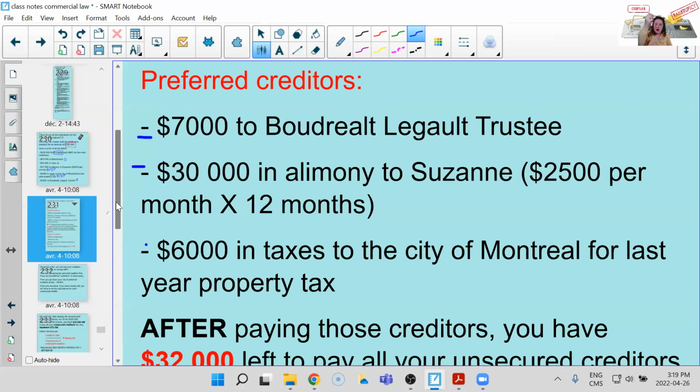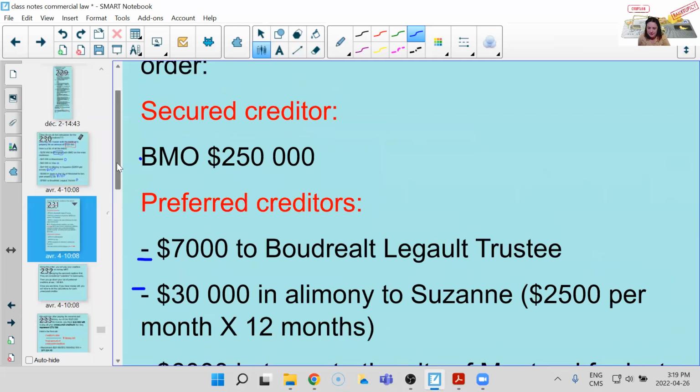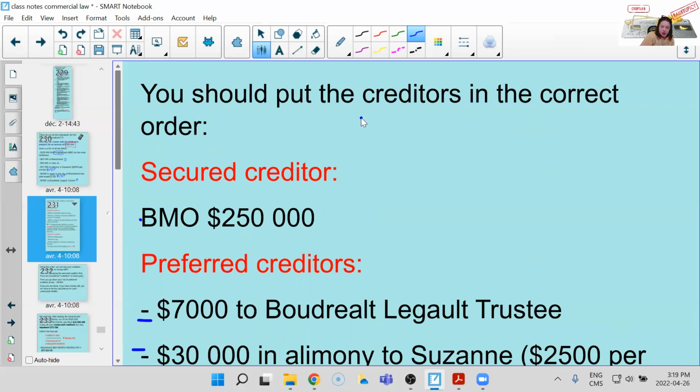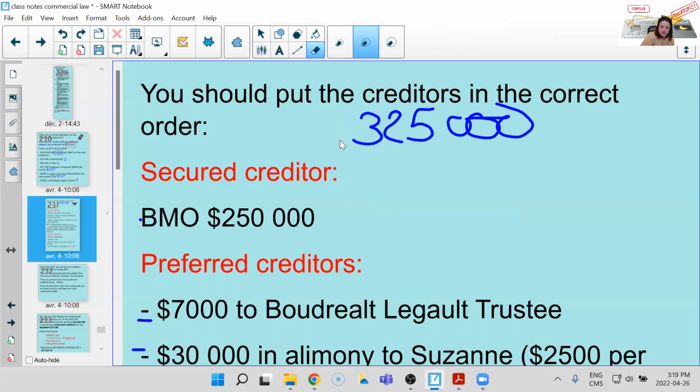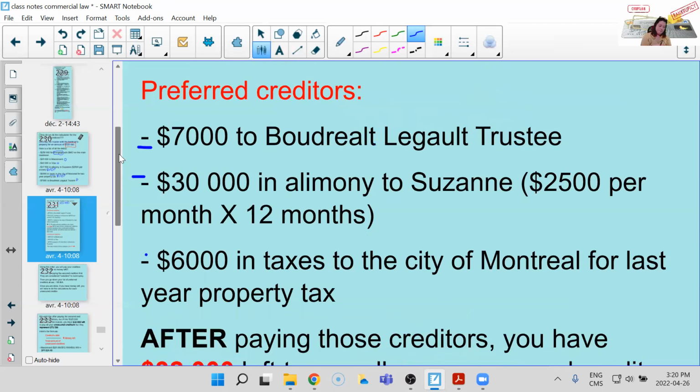So what you'll do, you have to pay your creditors. Remember, at the beginning, we started with $325,000. From that, subtract $250,000 for the mortgage to BMO. Then minus 7,000 for the trustee. So I'm going to pay the trustee in full.